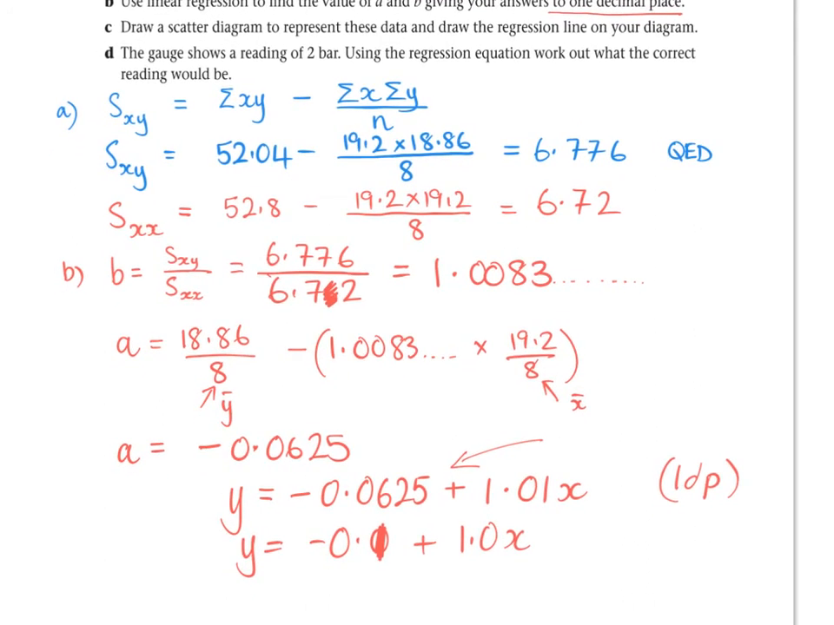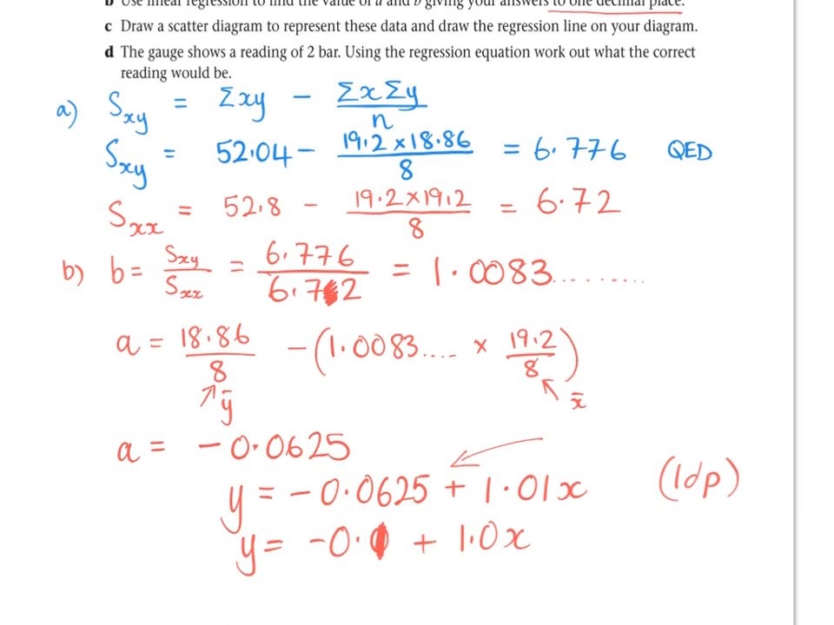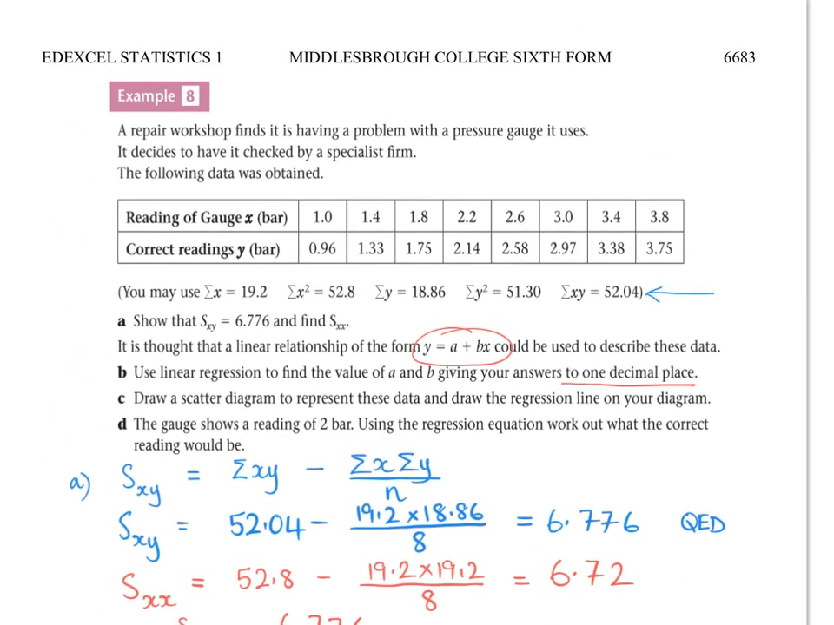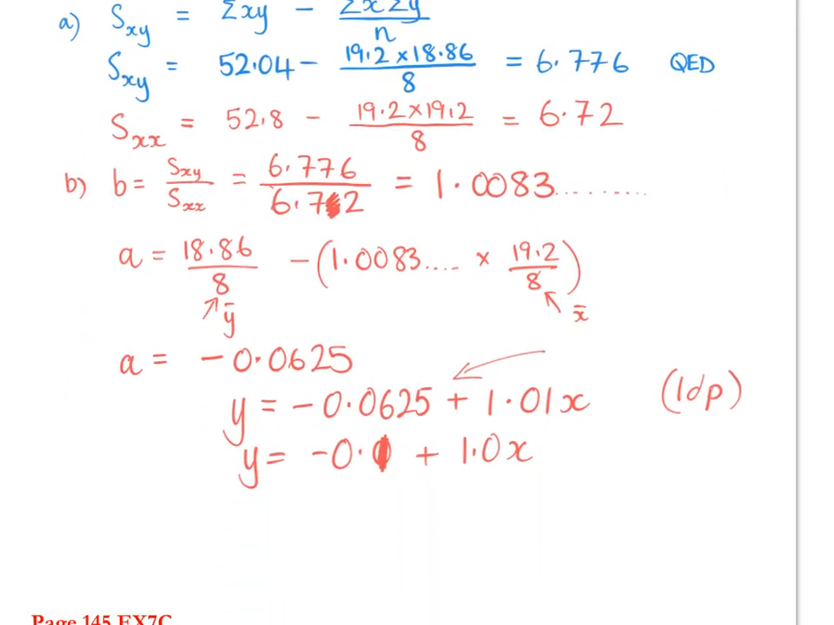And then the last part that we want to look at is the gauge shows a reading of 2 bar. Using the regression equation, work out what the correct reading would be. Right, first thing that we need to check then is 2 bar, and 2 bar would actually be about there, wouldn't it? So we're doing interpolation, so that's absolutely great. It's going to be fairly reliable. It's still going to be an estimate, but it's fairly reliable.